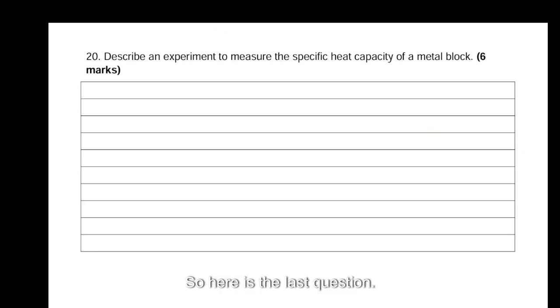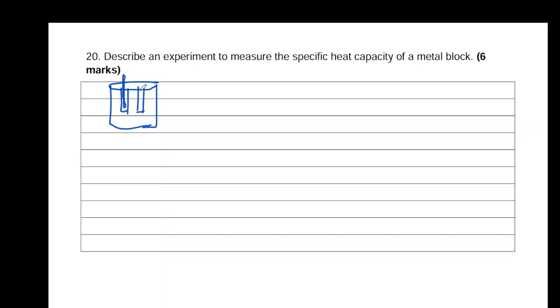So here's the last question. Describe an experiment to measure the specific heat capacity of a metal block. So this is the experiment with the aluminium block. So what we normally do is we take an aluminium block, and then this has a hole drilled into it. Actually, we have 2. And one of them is used to put a thermometer, and to the other one we can use a heater. And then this one is lagged or insulated to minimize the heat loss.